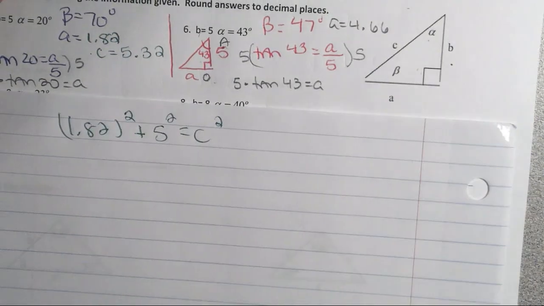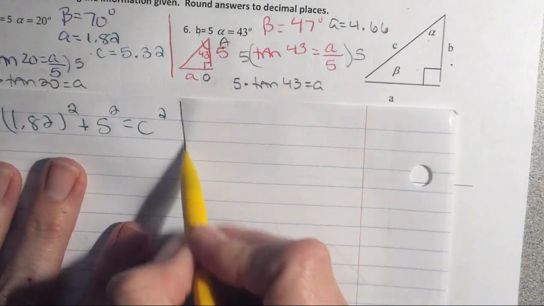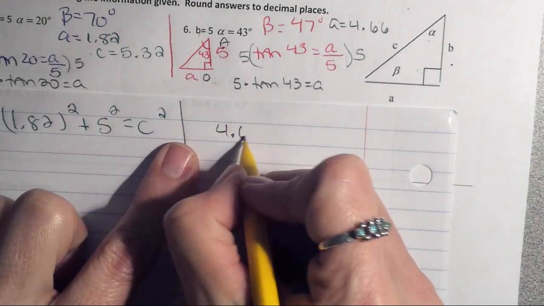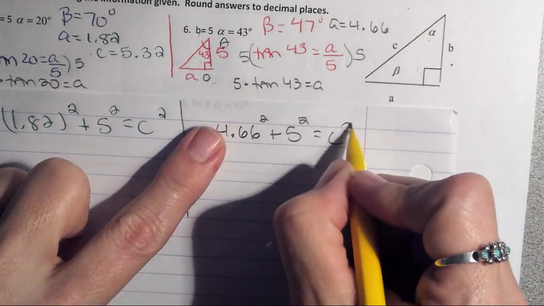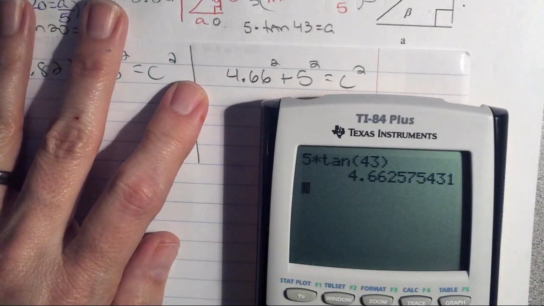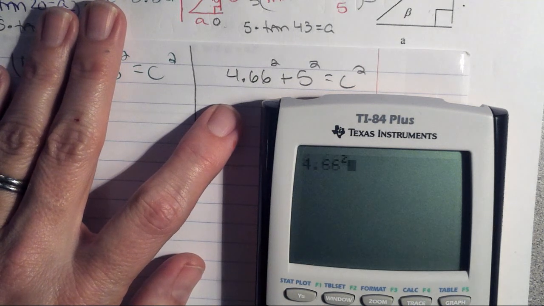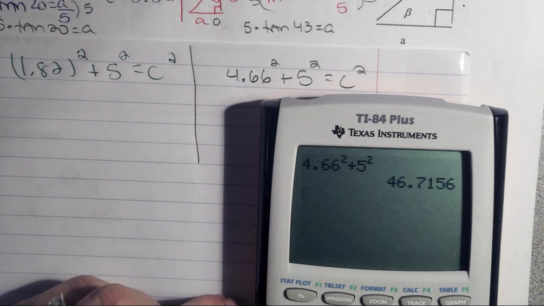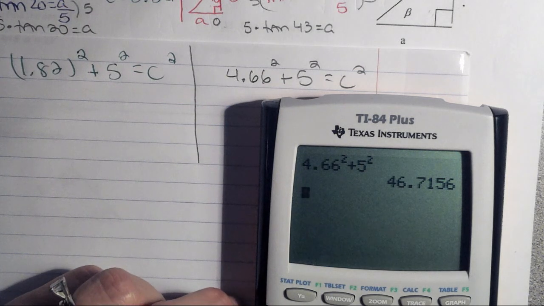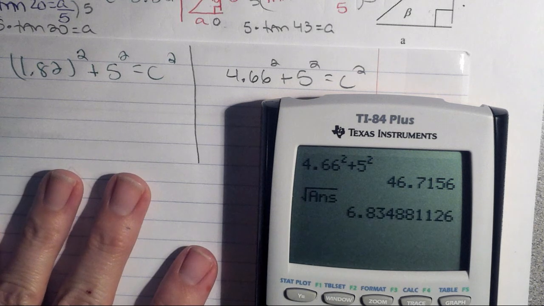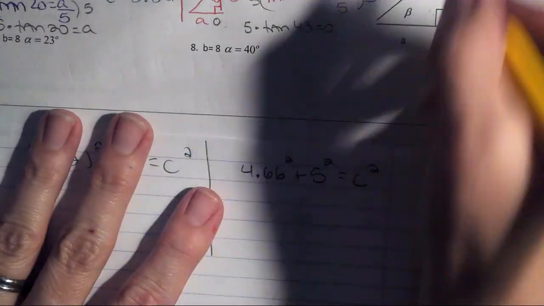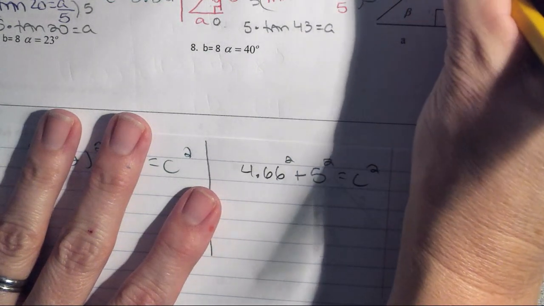All right, now I have to go find C. I'm going to use my scratch paper again. I'm going to do A squared plus B squared equals C squared. So I know A is 4.66 squared plus B squared equals C squared. I'm going to go to my calculator and type that in: 4.66 squared plus 5 squared. That's C squared. I have to square root that. Oops, it's my second square root. Try that again. And we get 6.83. So C equals 6.83.